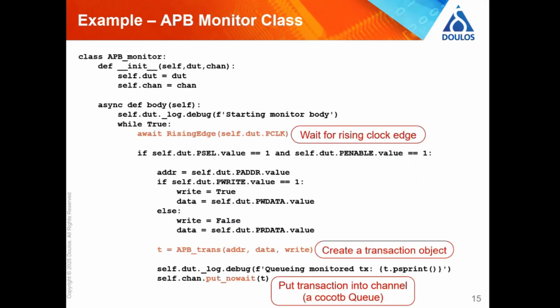We can also implement our verification components as classes too. So here's an example of a monitor class. That's watching what's happening on the pins of our device and translating those to transactions, which are then going to be kicked out to something like a checker or logger or something of that kind. So we've got waiting for a rising edge, nice and easy. Again, Cocotb allows us to do that very straightforwardly. We're creating a transaction object here, having observed what's happening on the pins of our APB in this example. And here we're using a Cocotb queue. We put that transaction into a queue, and something else will consume that.